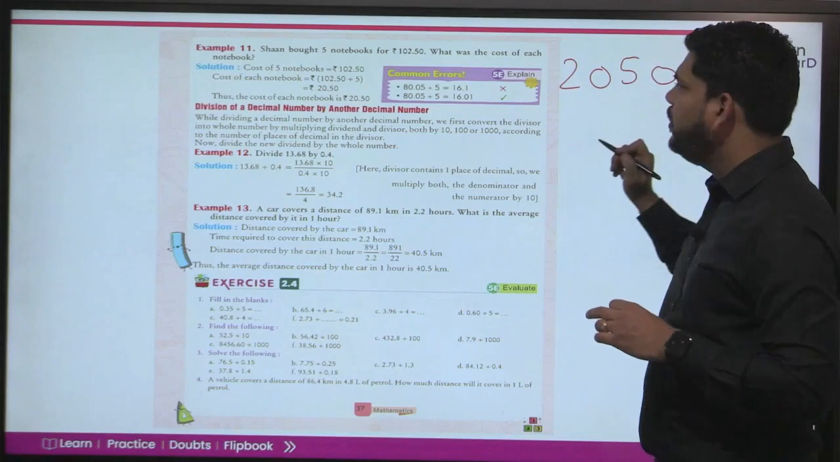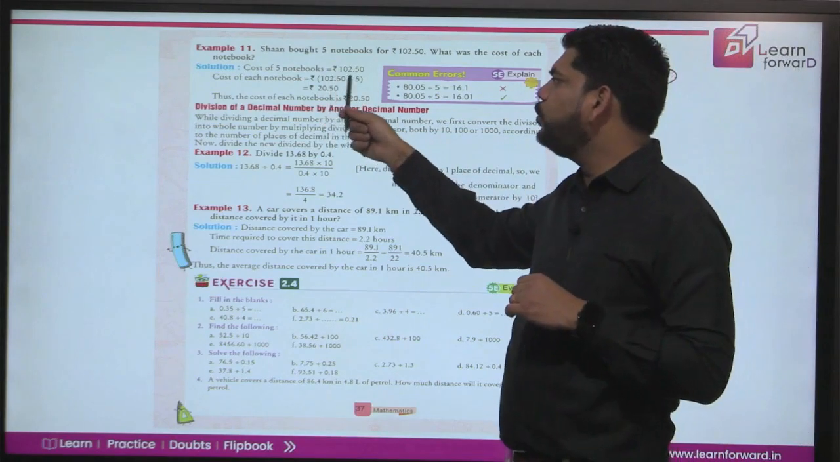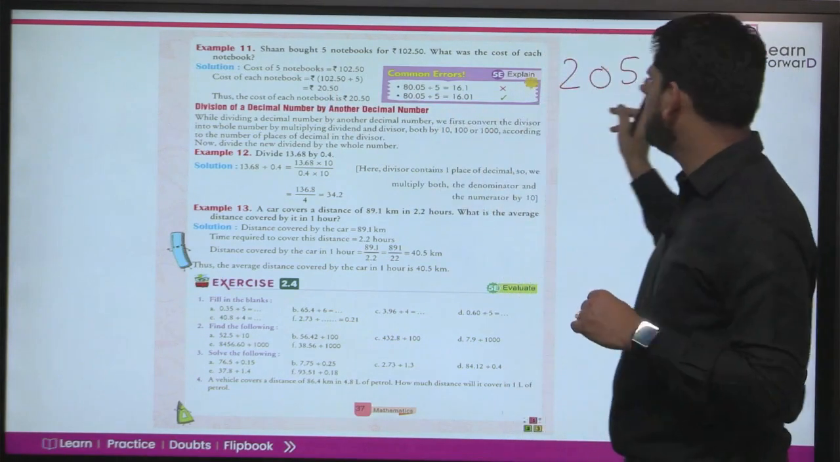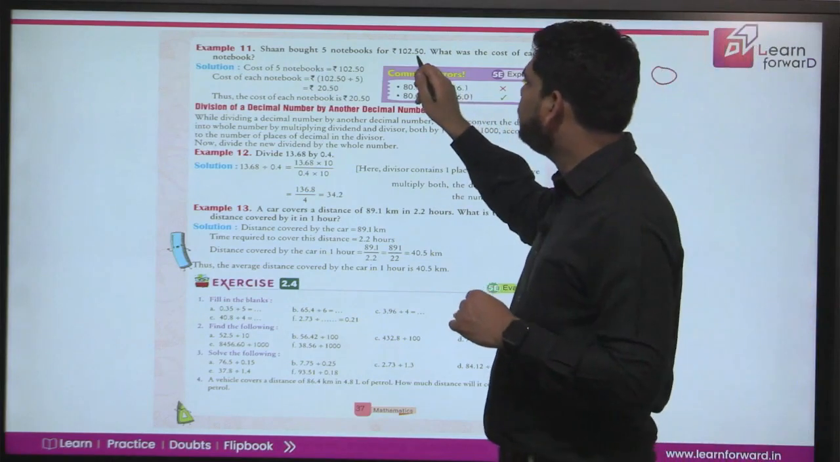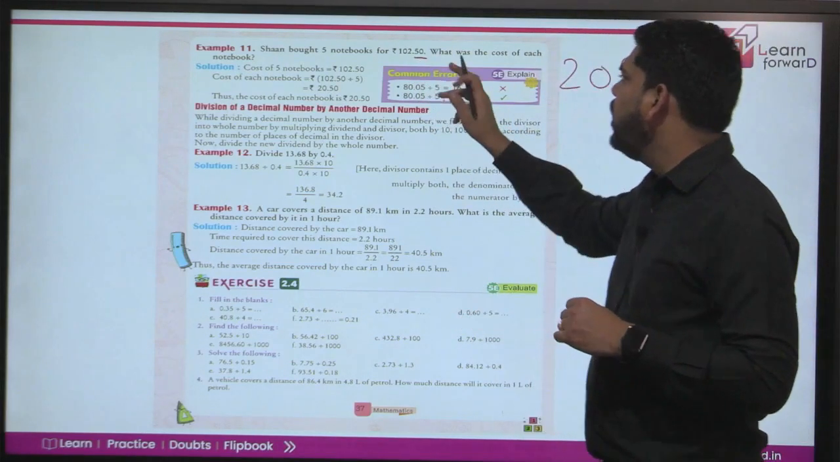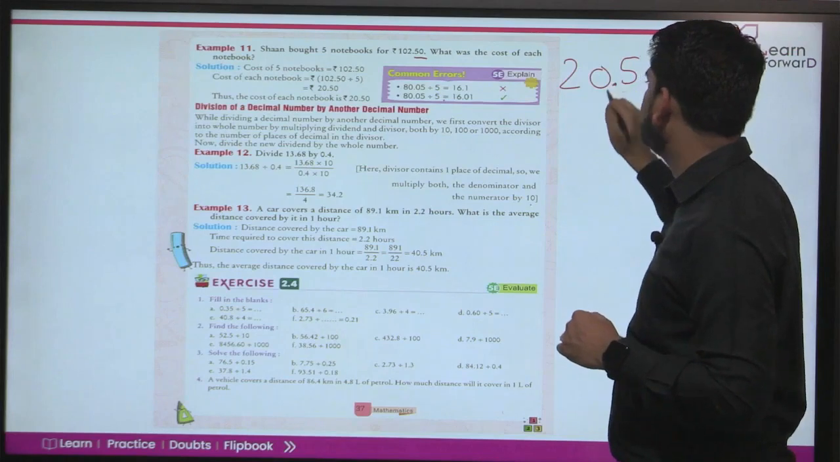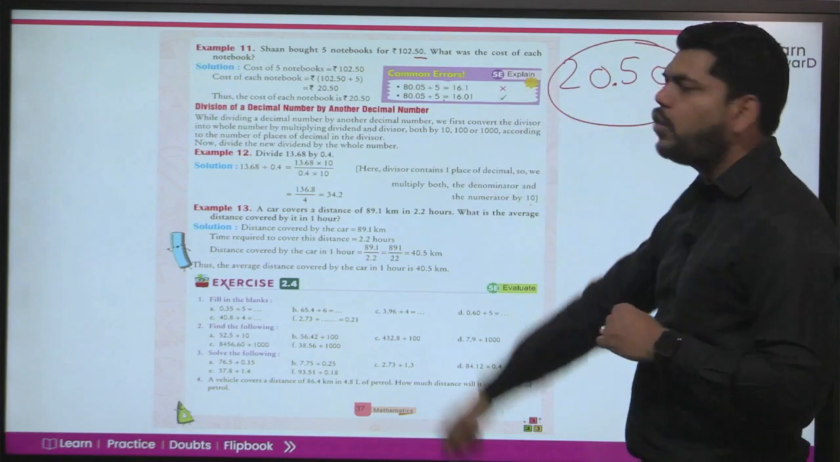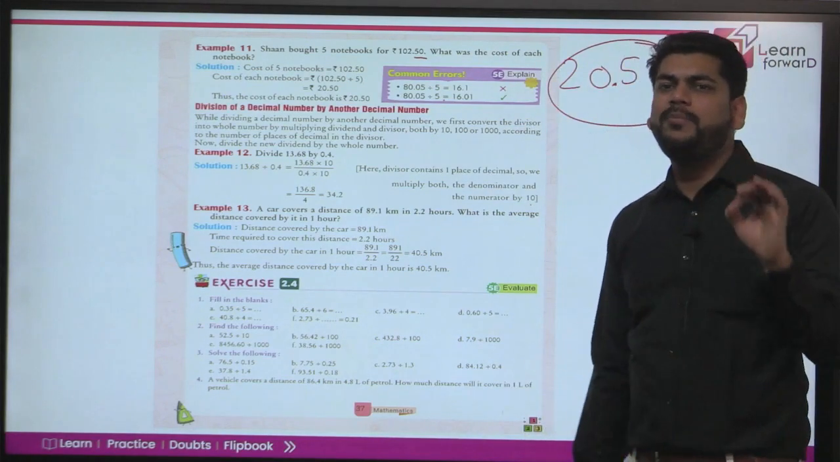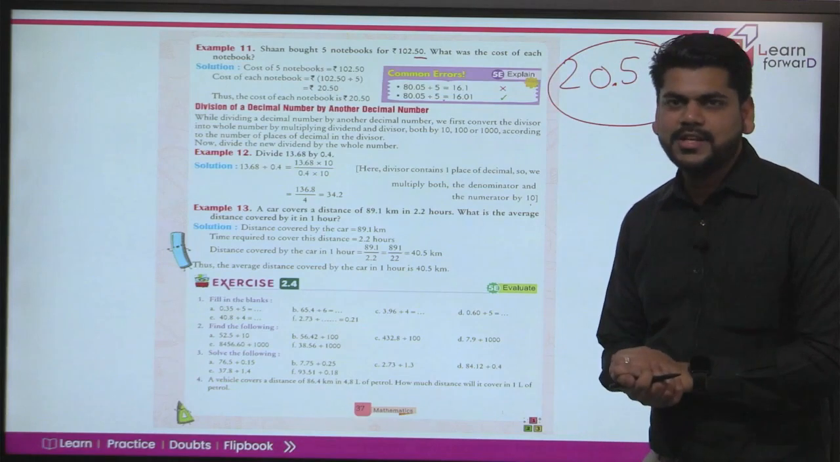10250. What we have done, we have divided 10250 by 5. The answer is this. Now decimal is before 2 digits. We'll put the decimal before 2 digits. So the answer is, the cost of each notebook is 20.50. Hope this is clear to you.